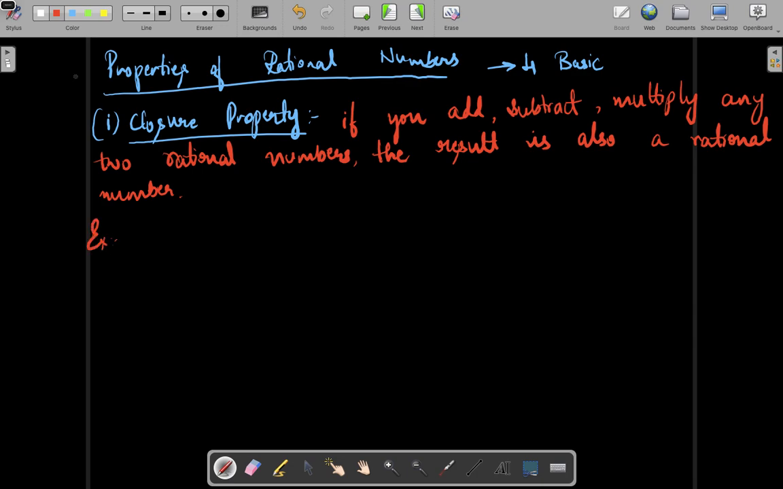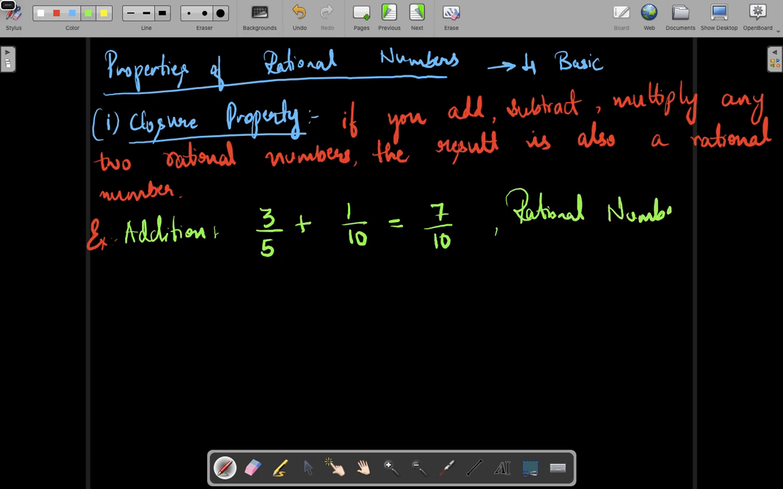Like for example, let's see one by one. Let's see for addition first. If you add 3 over 5 plus 1 over 10 equal to 7 over 10. Yes, it's a rational number. It is because it is of the form P over Q. Let's see for subtraction. And one more thing, if any of you have not got how you got 7 over 10 when you add 3 over 5 plus 1 over 10 with different denominators, please stay till the end. I'll be solving few questions how you can solve two fractions with additions, okay?